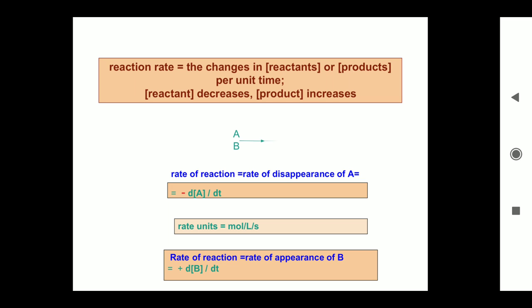Similarly, the rate of reaction in terms of B will be the rate of appearance of B, equal to plus dB by dt. So what is the unit? The unit of the rate will be moles per liter per second.